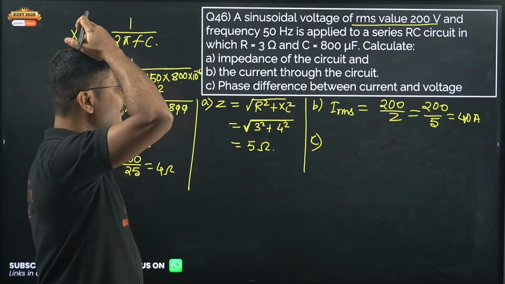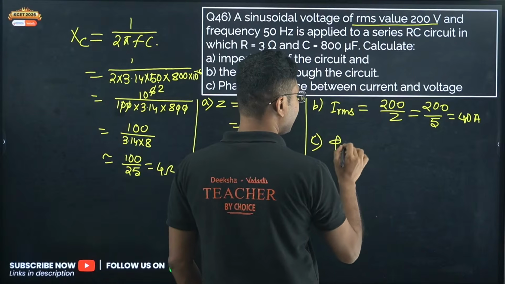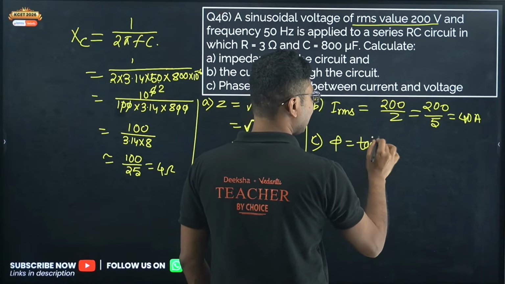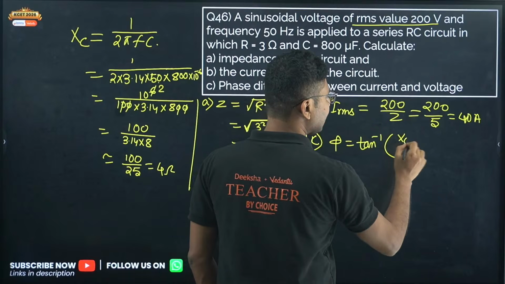Second, phase difference between current and voltage. Phase difference between current and voltage is tan inverse of XL minus XC by R, but here XL is 0, so it will be simply XC by R.